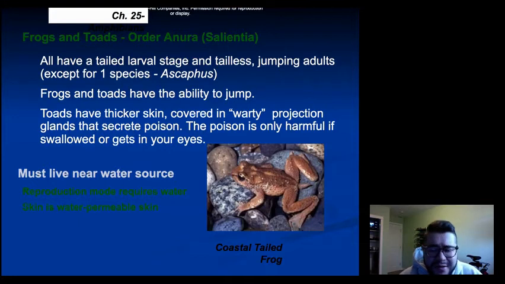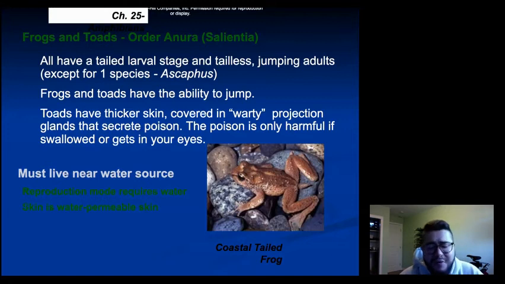The poison that they secrete is really only harmful if you swallow it or it gets in your eyes. So if you handle a frog, a toad, or anything that secretes these poisons, make sure you wash your hands, just like we talked about with the California newt. They must live near a water source because their reproduction requires water.